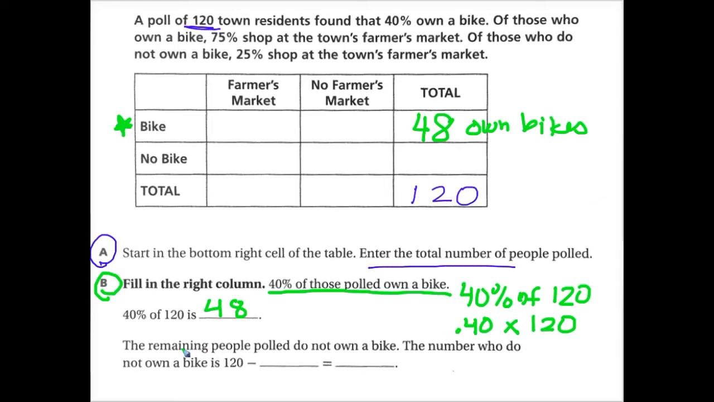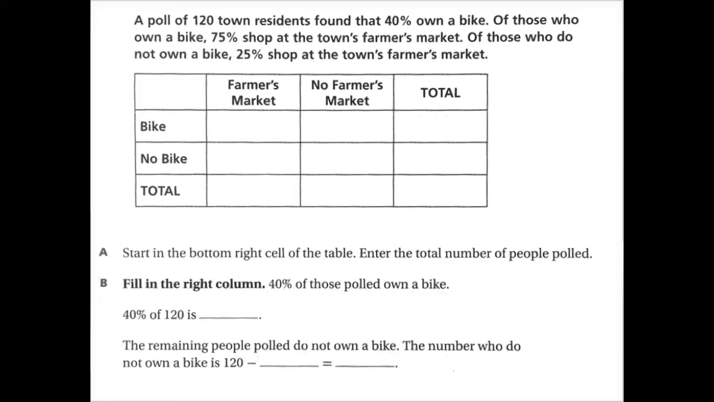Okay. If we look at our next little step here, the remaining people polled do not own a bike. The number that don't own a bike is 120 minus the 48. So 120 people, take away the 48 that own a bike, and you are left with 72 people who do not own a bike. Basically they're just walking you through the step of filling out this total column. Okay, next one.